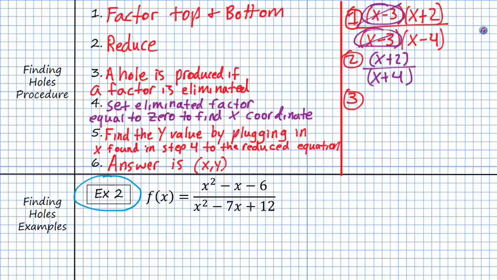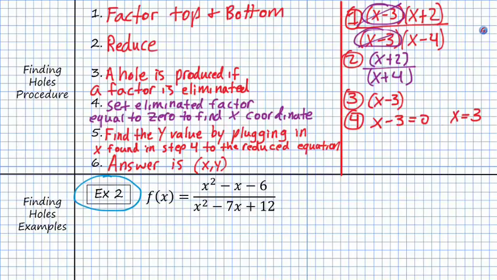A hole is produced if a factor is eliminated. So the factor which I eliminated was x minus 3. So step 4 is to set it equal to 0. So x minus 3 is equal to 0. And then we want to solve for x. So we find out that x is equal to positive 3. So that's where the hole will exist, is that x will equal positive 3.